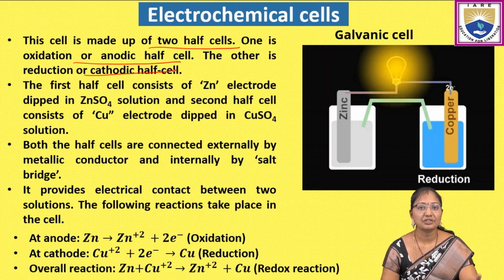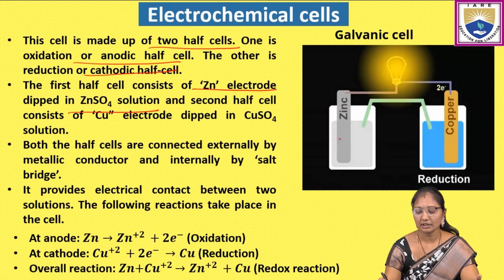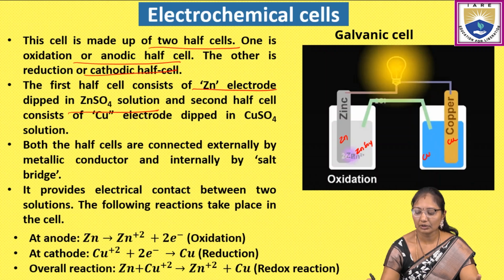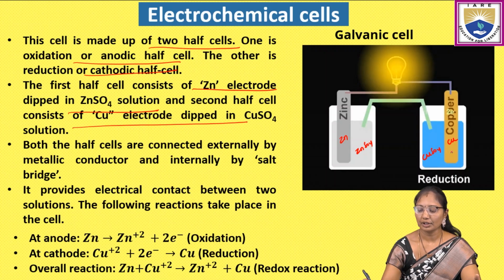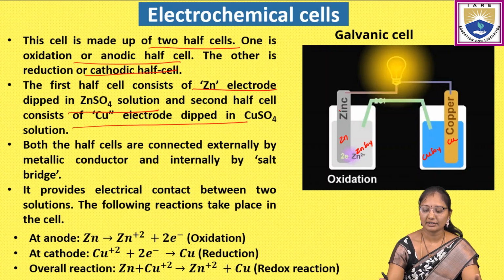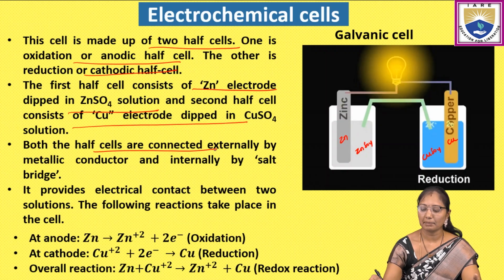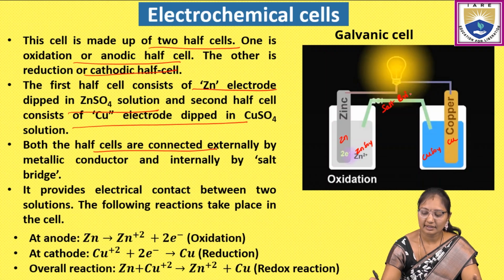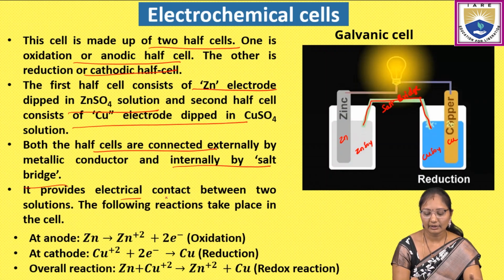The first half cell consists of a zinc electrode dipped in zinc sulfate solution, and the second half cell consists of a copper electrode dipped in copper sulfate solution. Both half cells are connected externally by metallic conductors and internally by a salt bridge. This is the salt bridge, and it provides the electrical contact between them.